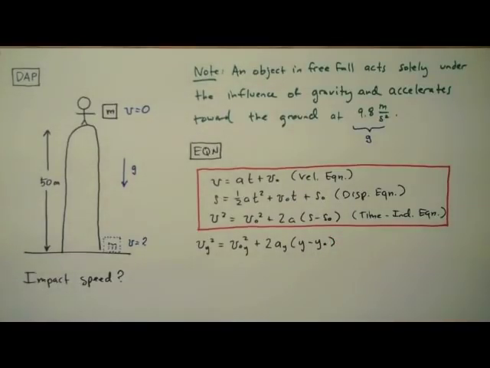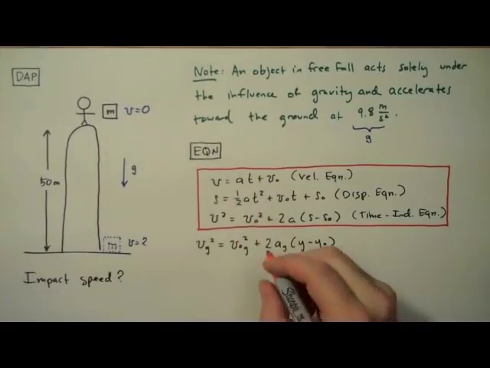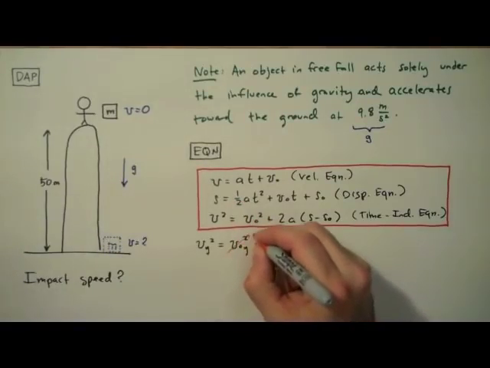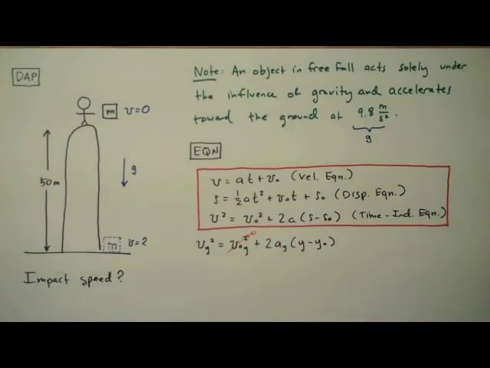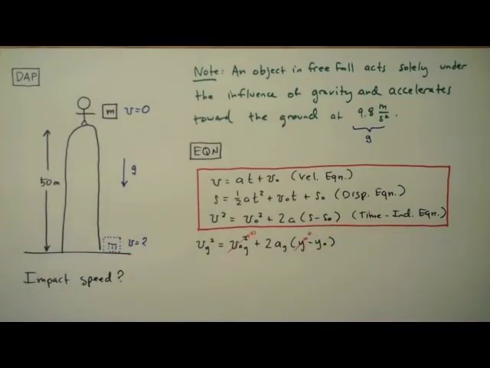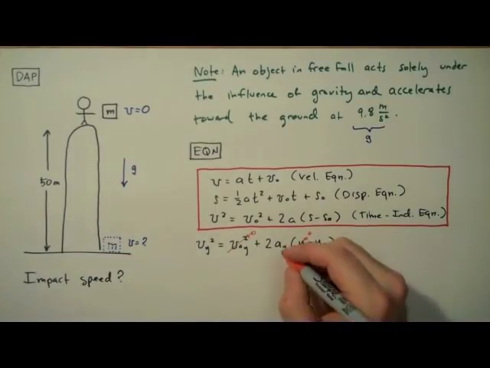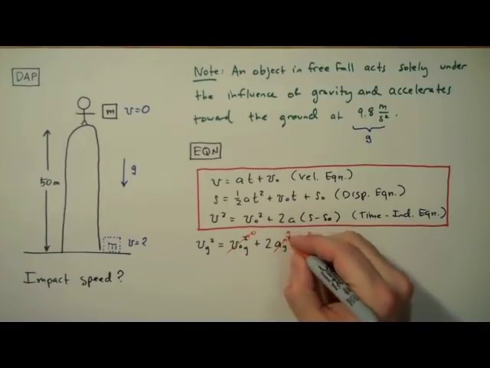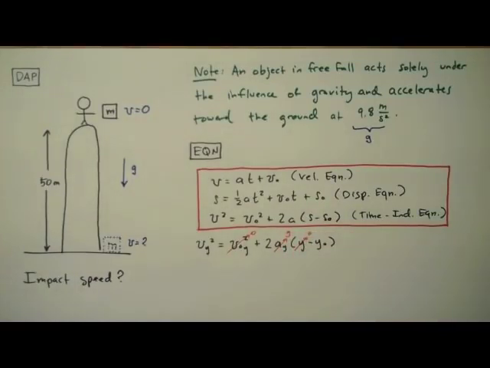Next, I'm going to look for some terms that I can set to 0, simplify things a bit. Since our object was dropped and its initial velocity is 0, we can set this term to 0. I also know that the final vertical displacement of this box, y, is going to be 0 because it strikes the ground. So I set this to 0. And for simplicity's sake, I'm going to set ay to g.